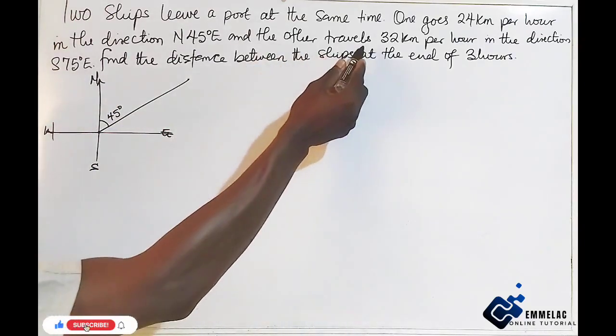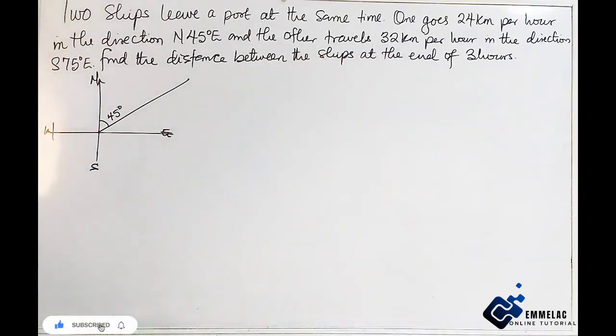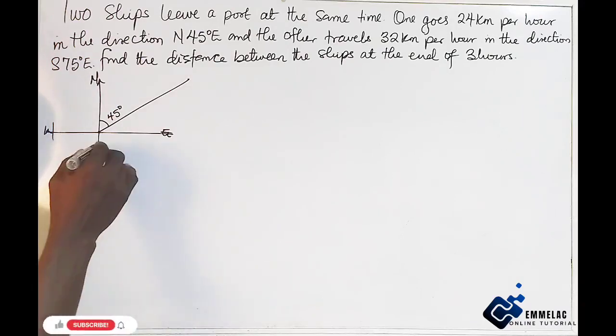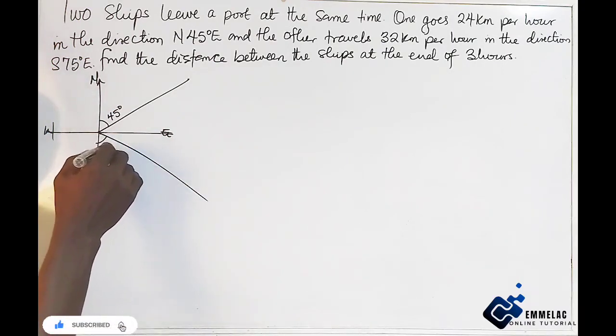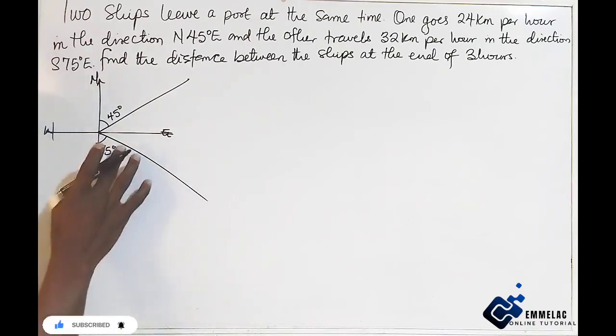The other travels 32 km per hour in the direction of south 75 degrees. Now this is our south, and it takes this direction. Since it is 75, we probably take this direction like this. So this is 75 degrees.